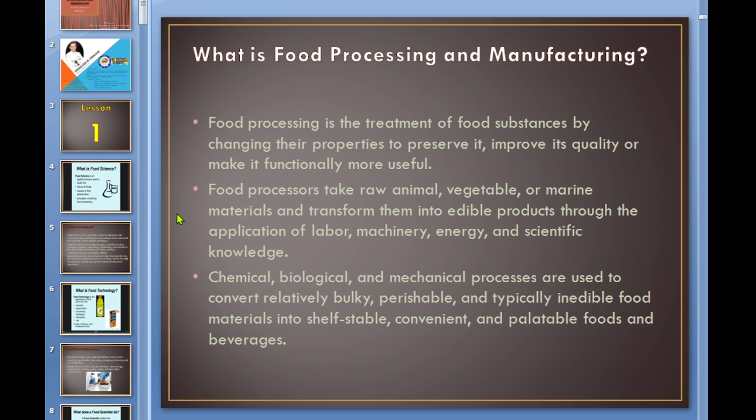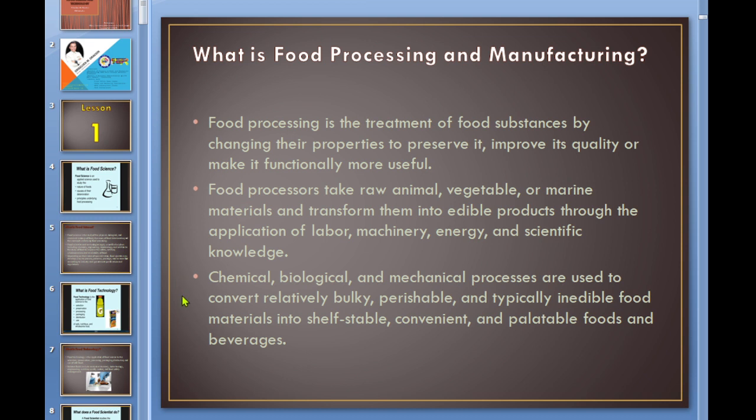Next is food processors take raw animal, vegetables, marine materials and transform them into edible products through the application of labor, machinery, energy, and scientific knowledge. Of course, from the raw ingredients, the raw meat of the animals, we came up with a product, no? We can preserve it. So when we are preserving food, okay, we prepare food. For example, the fish, we made it into bulad. Okay. So there could be cases where manual is enough and there could be cases where we need machineries.